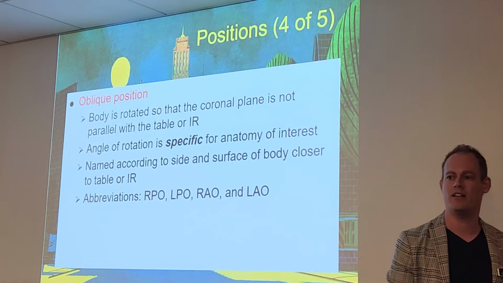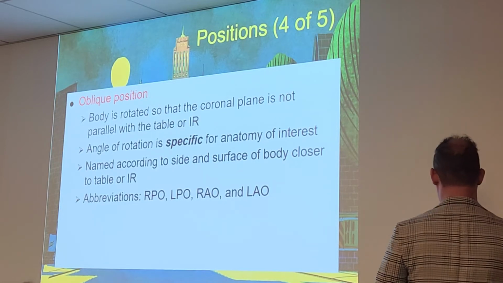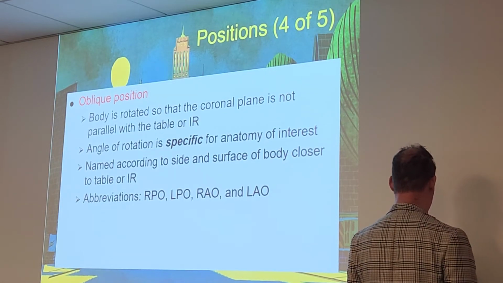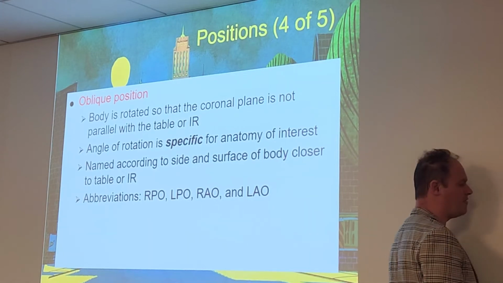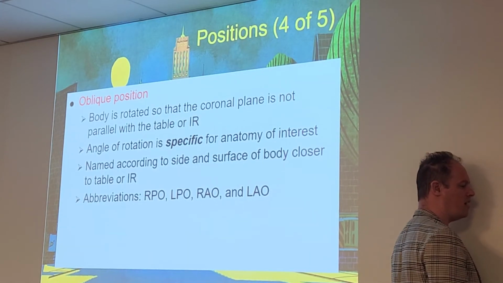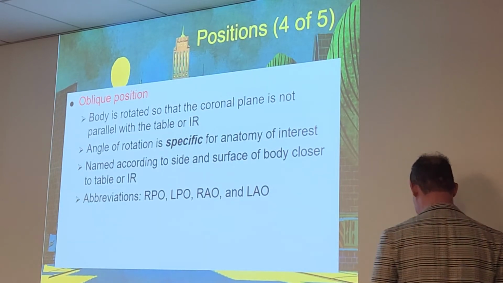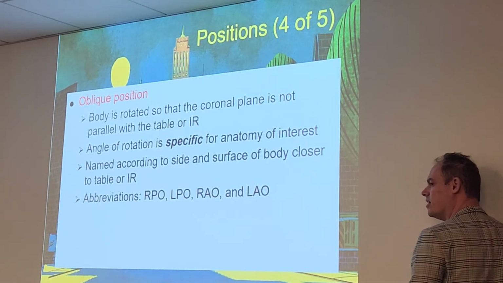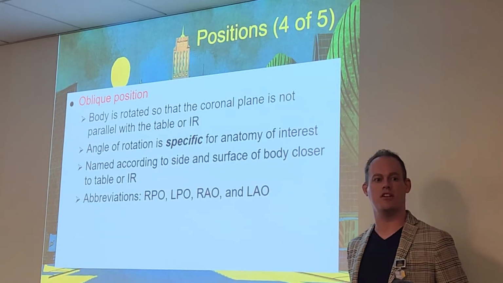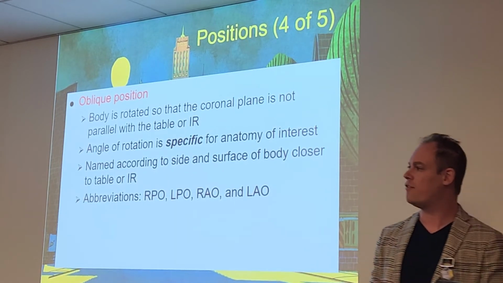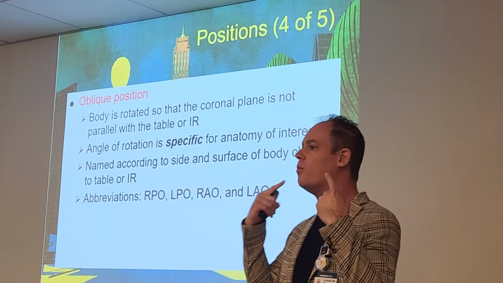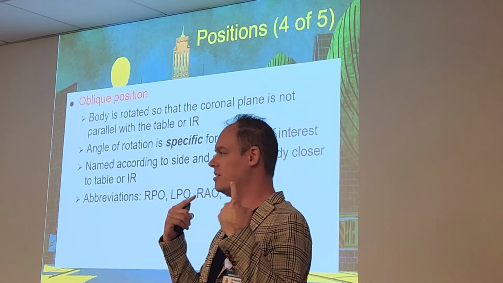So what would be the REO and LEO? Right anterior oblique. LEO, left anterior oblique. What am I going to do? Left side touching the IR, left anterior surface touching the IR. REO, right anterior oblique. What am I going to do? Right anterior touching the IR, right side touching the IR, anterior surface. Does that make sense? When you say that full word, it's going to help you figure out what you're looking at and how to position your patients.